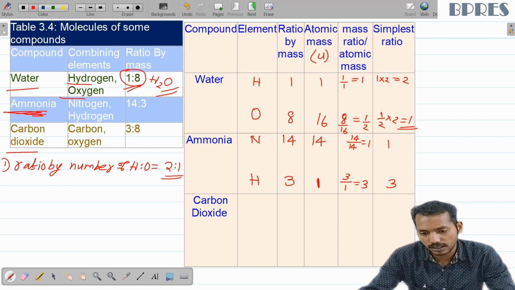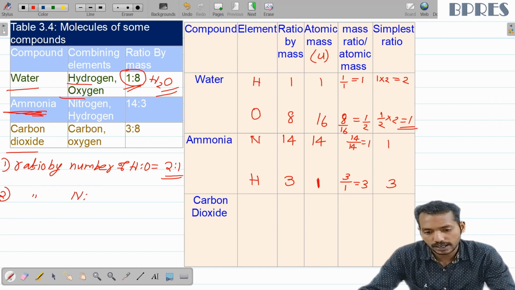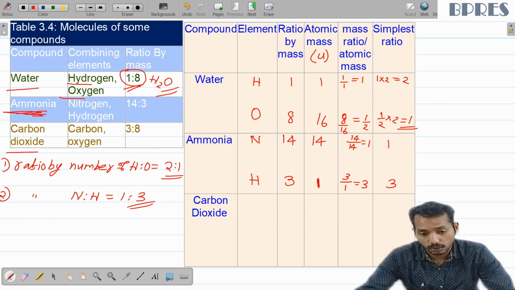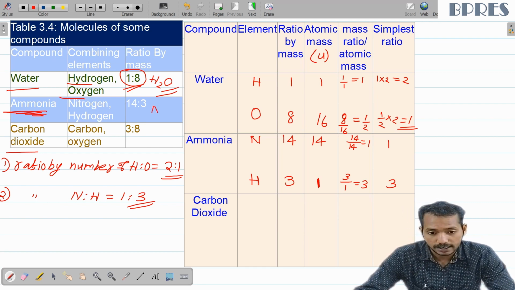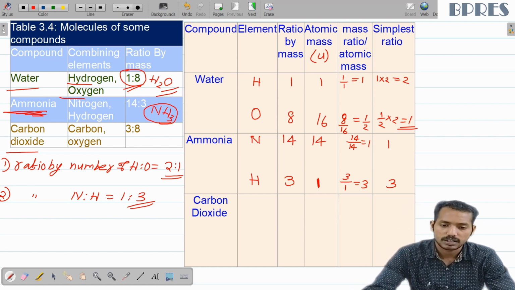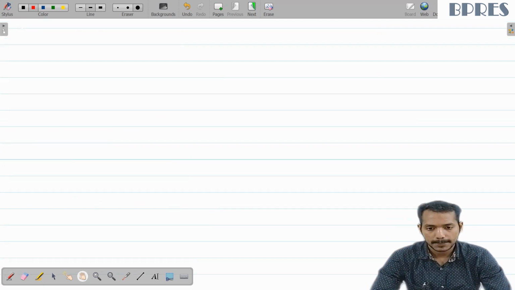So in case of ammonia, the ratio by number of nitrogen to hydrogen will be 1:3. That is 1 nitrogen and 3 hydrogen. Because of that, its formula is NH3. Don't worry about this formula; we will discuss how to write the chemical formula in the last section. Clear? The carbon dioxide you can try yourself. I am giving it to you.